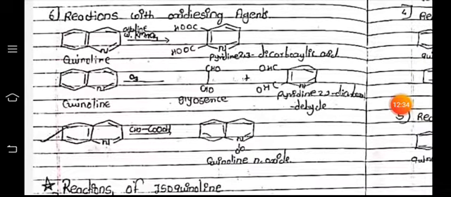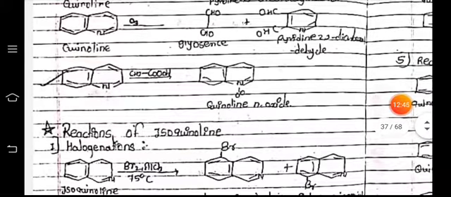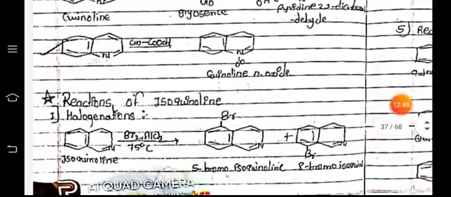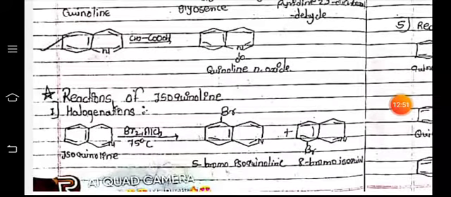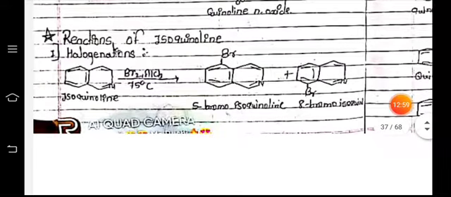Reaction with oxidizing agents: alkaline KMnO4 oxidizes quinoline to pyridine-2,3-dicarboxylic acid. Next reagent is CH3COOH3, that is a peracid, which reacts with quinoline to give quinoline N-oxide as the product.